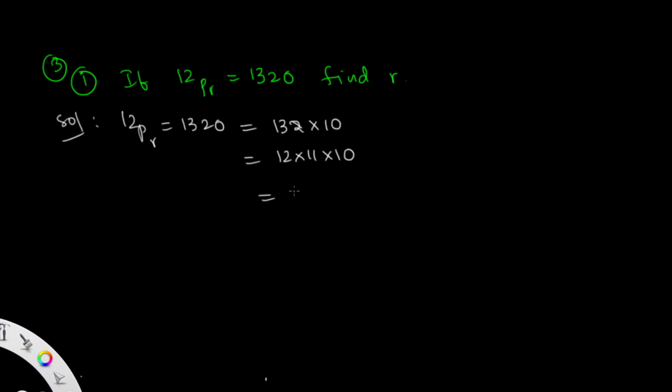So this is nothing but 12P3. Here it is given as 12Pr. On comparing both sides, you get in the suffix r equal to 3. That's all. Now go to the second question, third bit, second one.